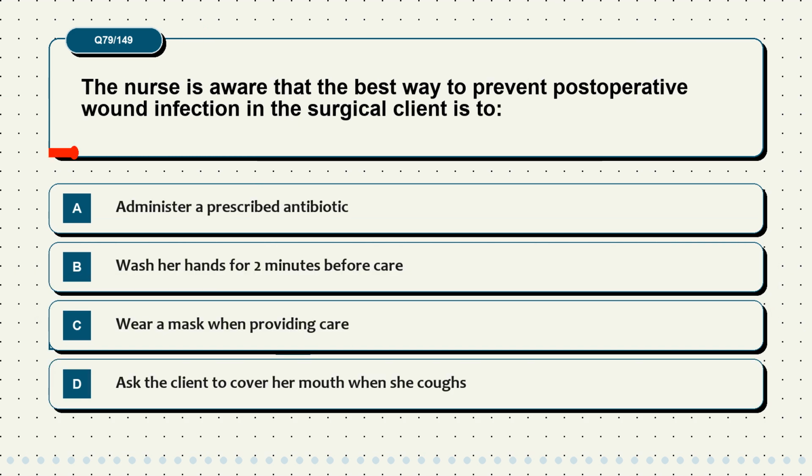Question 79. The nurse is aware that the best way to prevent postoperative wound infection in the surgical client is to. Here are the options. Option A. Administer a prescribed antibiotic. Option B. Wash your hands for 2 minutes before care. Option C. Wear a mask when providing care. Option D. Ask the client to cover her mouth when she coughs.